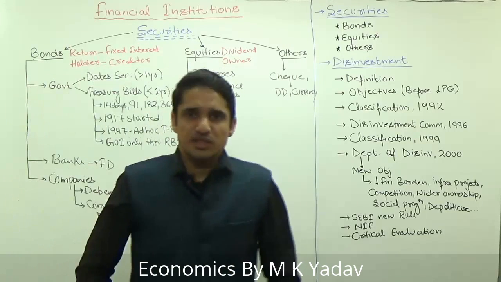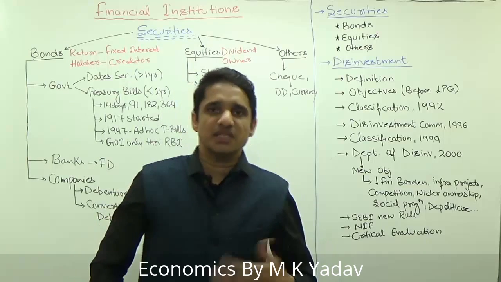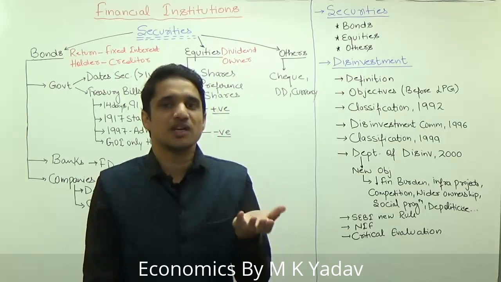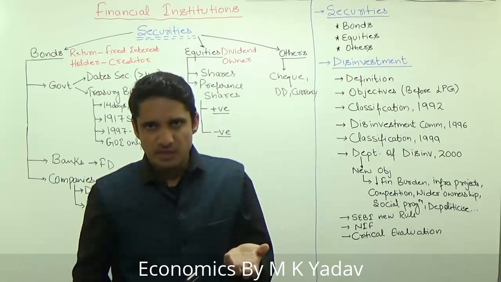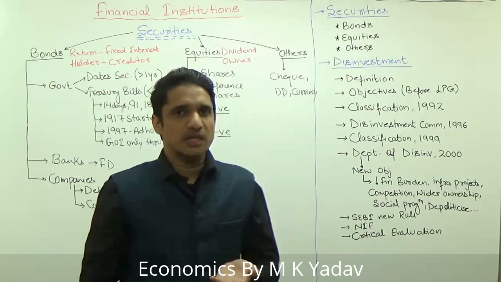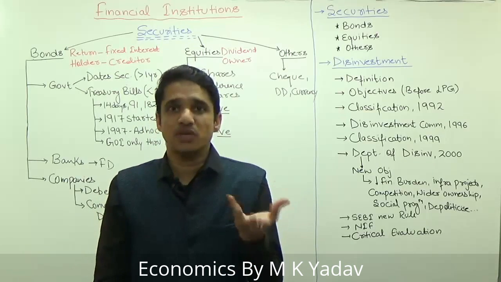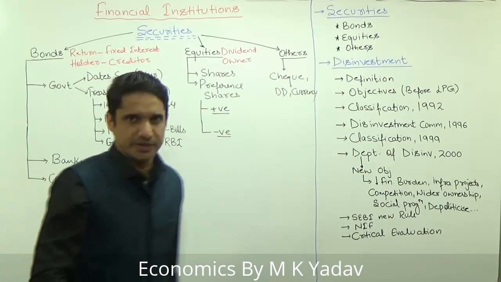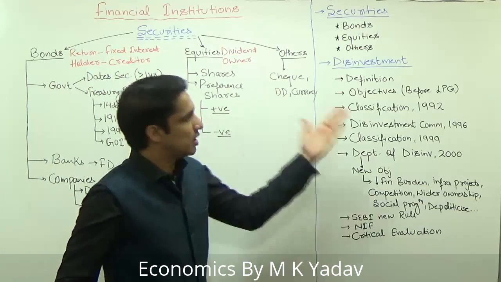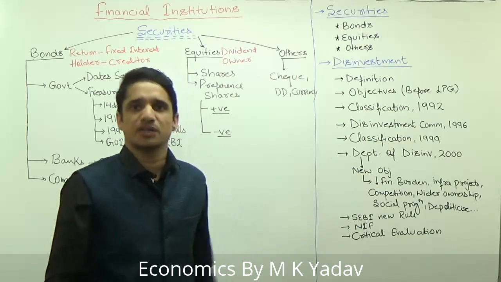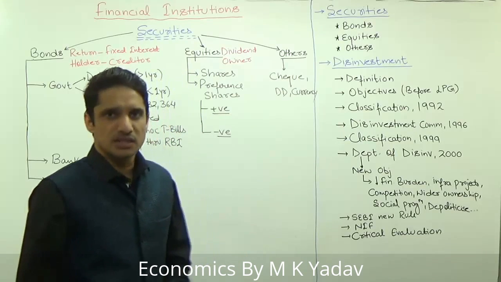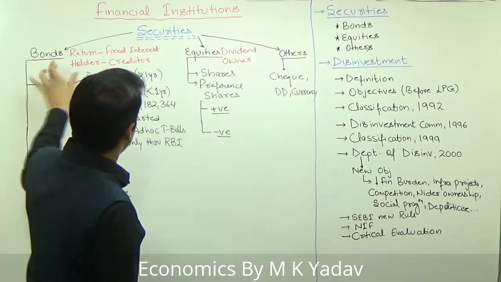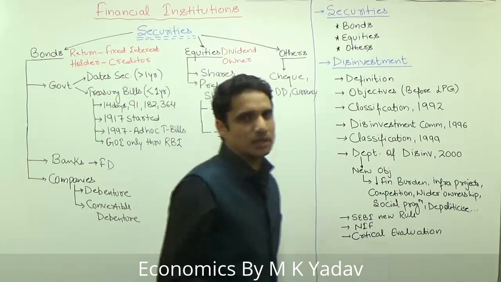The word security has multiple meanings in economics. First, security means the mortgage, the collateral. Suppose you are taking a loan from the bank or any financial institution. In return, you have to give something as a pledge, कुछ तो गिरवी रखना पड़ता है. That mortgage or collateral is also known as security. But security in the general term means any financial instrument or asset. These financial instruments are further divided into bonds, equities and others.